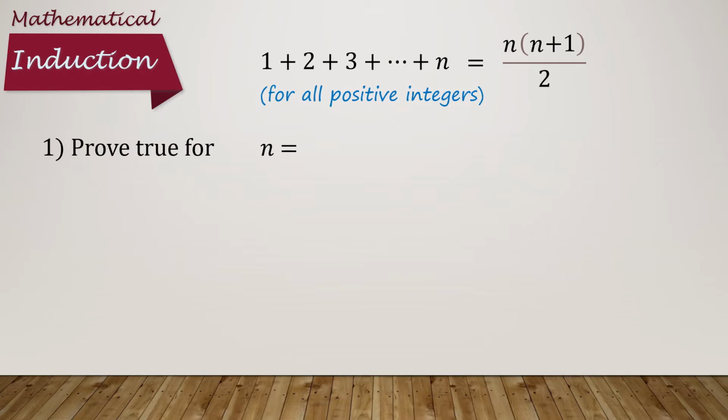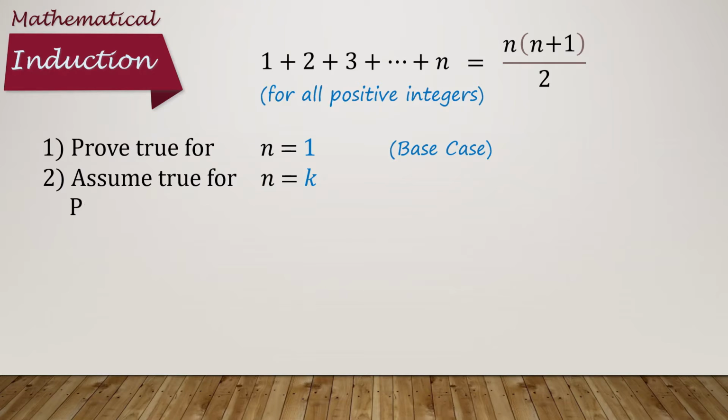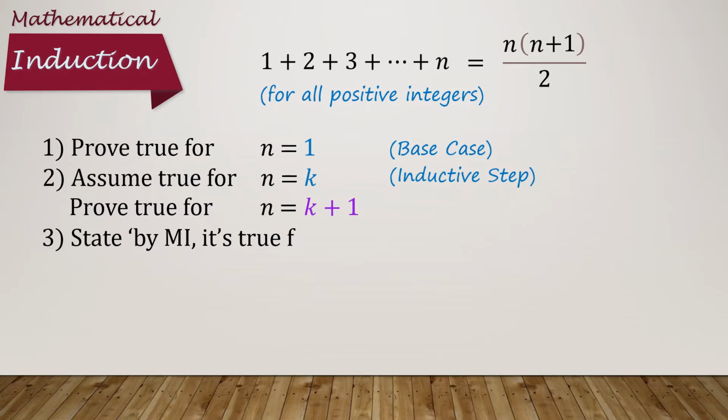First step is we prove it's true for n equals 1. That's our base case. Second step is we assume it's true for n equals k. K is also a positive integer. Part of that step is we then have to prove that it's true for k plus 1. That's our inductive step. That's the tricky bit. The last step is we simply state by mathematical induction it's true for all n.